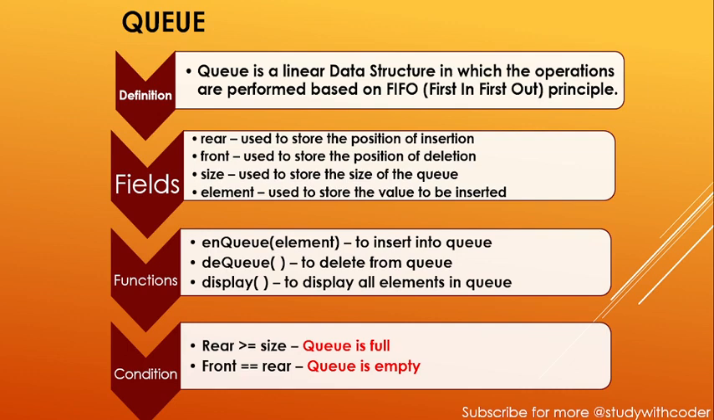There are two conditions of a queue, based on rear and front. If rear is greater than or equal to size, then the queue is full. And next, front equal to rear is the condition in which the queue is empty.